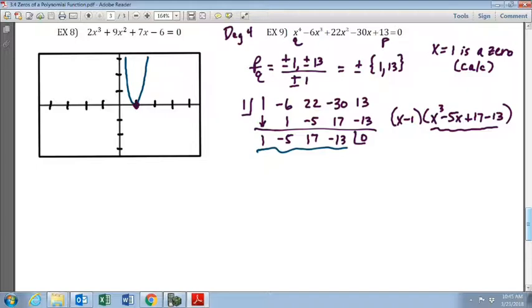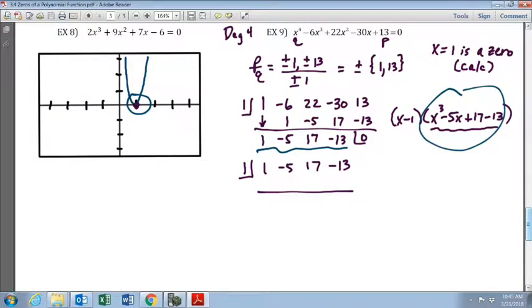And notice with our graph, because this graph touches or bounces at 1, we know that that's a 0 that's going to have a multiplicity that's even. And so that would indicate there's either 2 or 4 zeros of 1 or factors of x minus 1. And so we're going to do the same thing, synthetic division again, with 1. But this time we're using the other polynomial here. So let's go ahead and do the synthetic division.